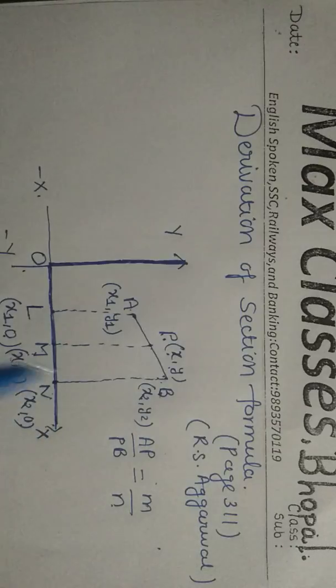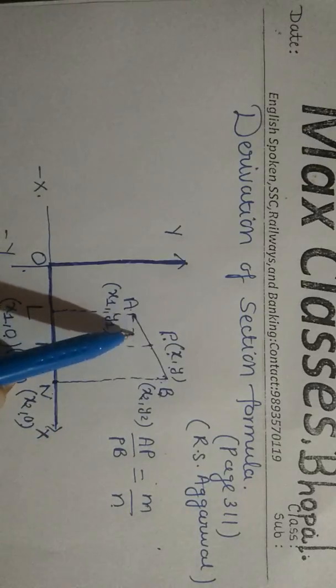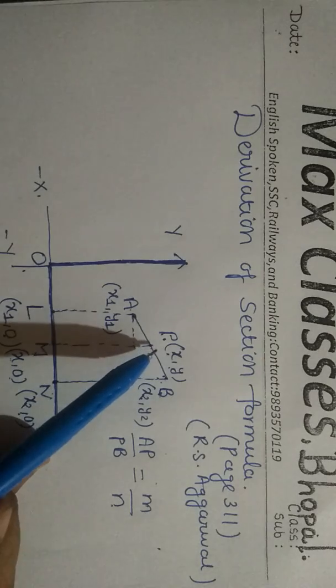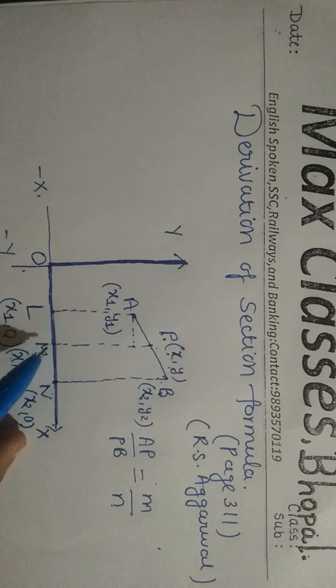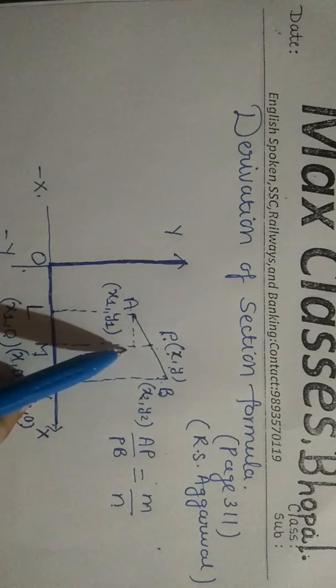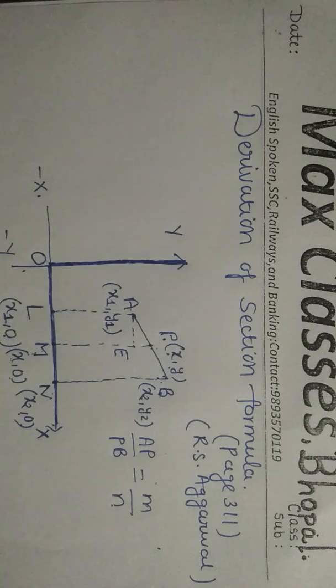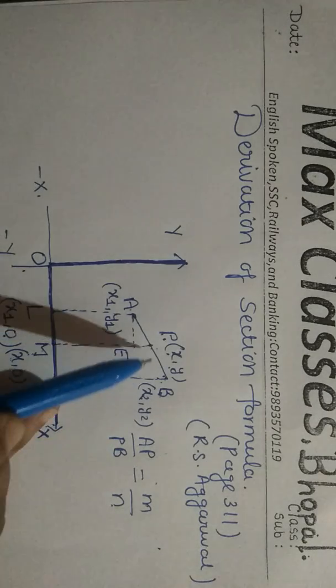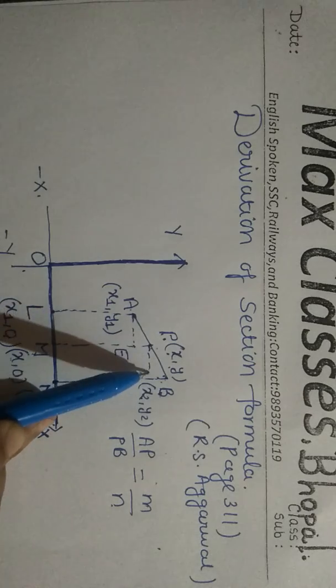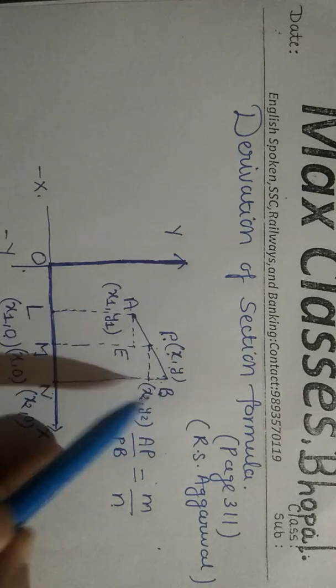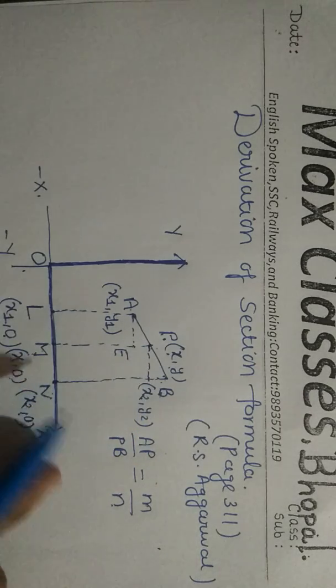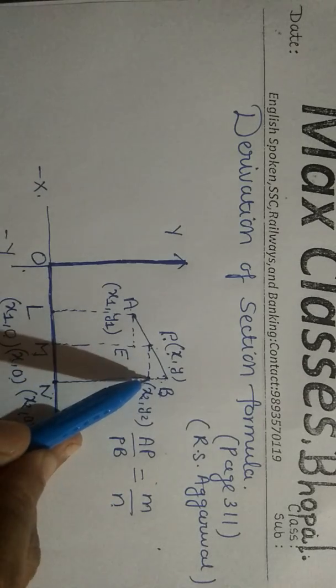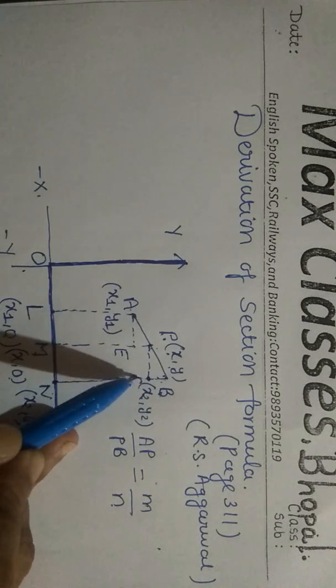Now, students, draw a perpendicular from the point A on the line joining the points P and M. Name that point as point E. Now again draw a perpendicular from the point P on the line joining the points B and N. Name that point as point C.